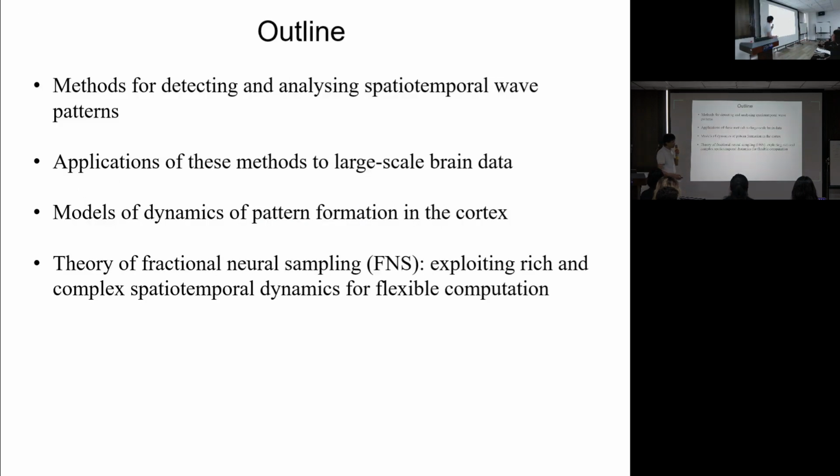This indicates that although individual neurons behave in a very irregular way, at the circuit level we have these emergent coherent structures. Coherent structures or patterns are the main focus of today's talk. I will first talk about methods we developed for detecting and analyzing spatial-temporal coherent structures or wave patterns. I will then apply these methods to large-scale data, from local field potentials to imaging data to fMRI data, and we made new discoveries about vortices or spirals in the human brain. I will talk about that shortly.